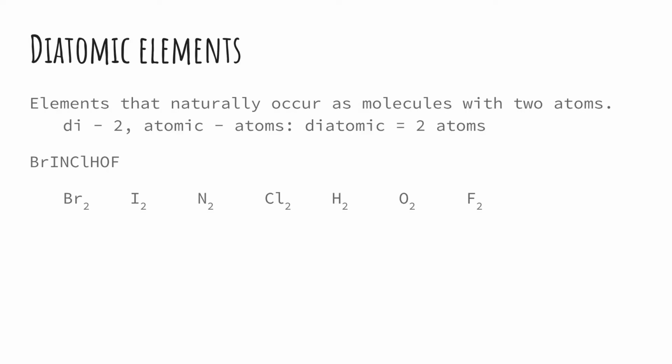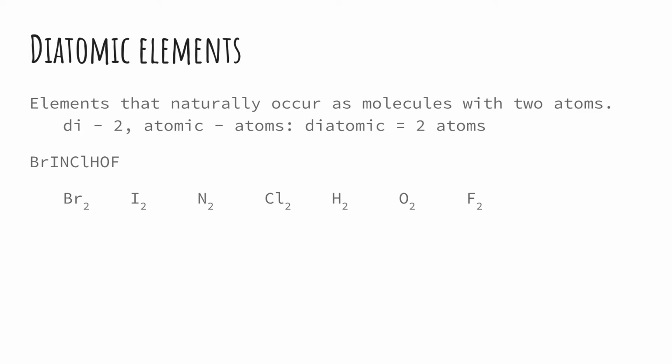And let's go ahead and take a quick detour to talk about the diatomic elements. This is another thing that's going to keep showing up, and it's something that'll cause you a bit of trouble. The diatomic elements are a number of elements that always show up in pairs. That is to say, in their natural form, they're not individual atoms. They're molecules with 2 atoms in them. Di means 2, atomic, atoms, diatomic, 2 atoms.